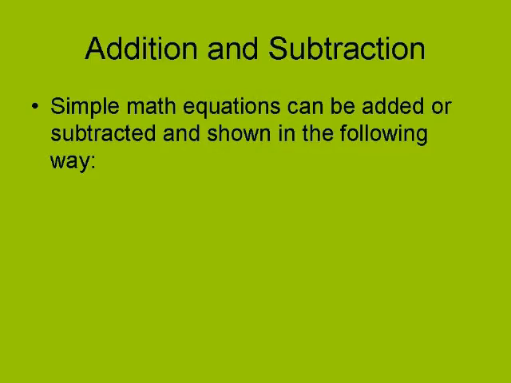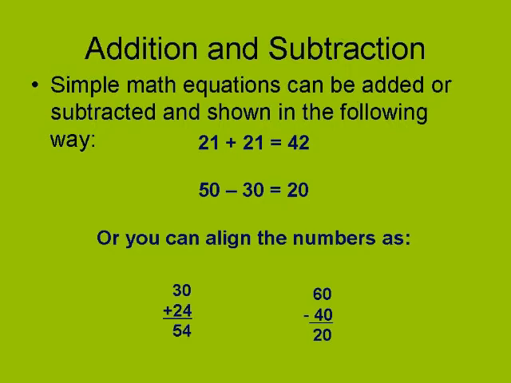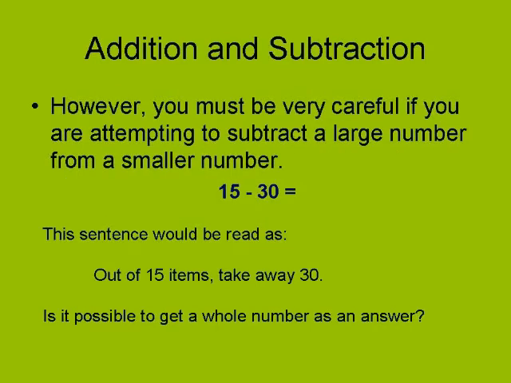Addition and subtraction. Simple math equations can be added or subtracted and shown in the following way. Or you can align the numbers like this. Subtraction can be a little more tricky in that the numbers must be aligned in the way you intend. Let's say you want to subtract 50 from 75. You would read it as a sentence and it would look like this: 75 minus 50 equals 25.